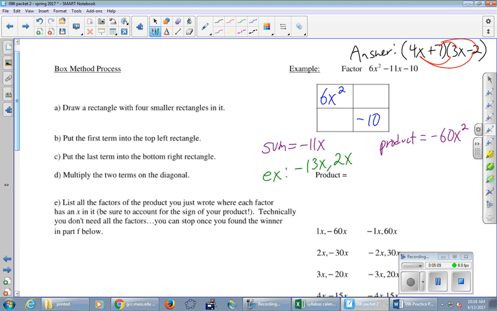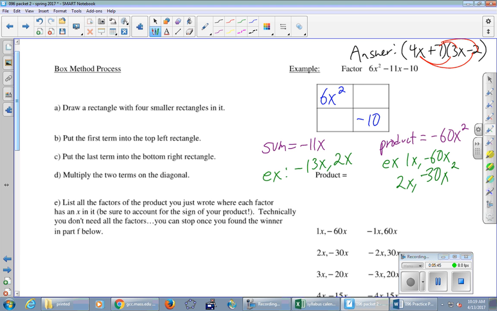But over here, there is a very small collection of things that multiply to negative 60x squared. So even though we wrote the sum first, you got to focus on the product first. You list all the different things that multiply to negative 60x squared. So for example, 1x and negative 60x. That multiplies to negative 60x squared, right? 2x and not 30, but negative 30. Got to make sure we get the sign. It needs to be negative 60x squared, right?